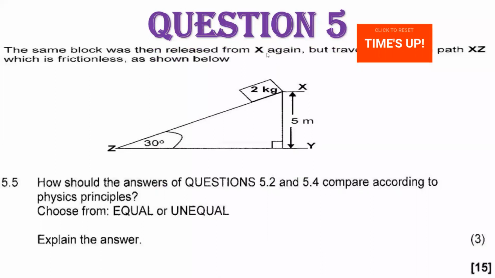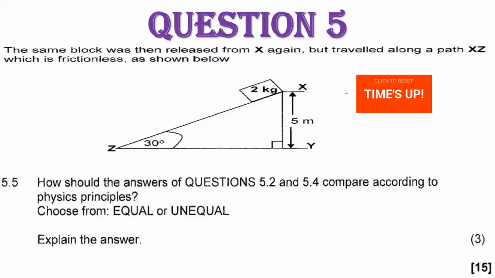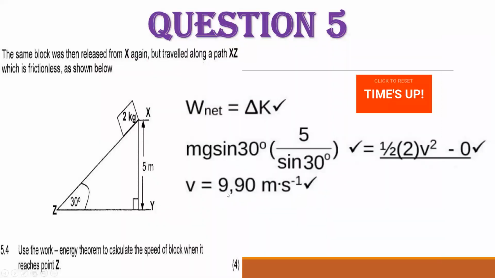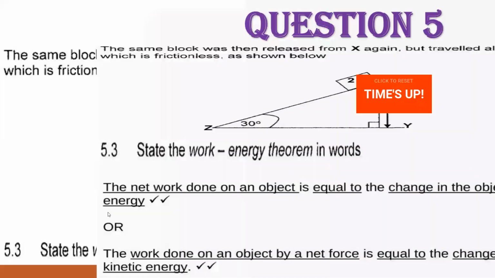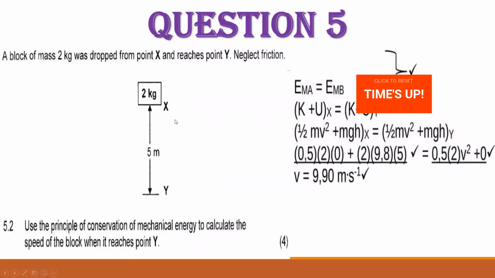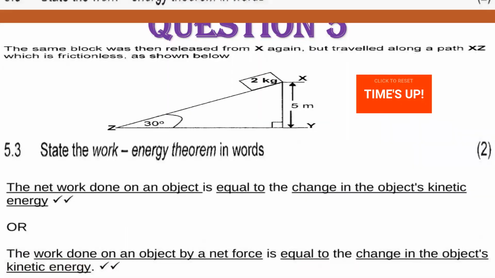Let's check. You are getting the same answer for 5.2 and 5.4. Let's double check. 5.4, as you see, 9.90. Start from X to Z, going down 5 meters, but using the incline system. And then 5.2: from X to Y, straight down, not using the incline system anymore. But why do we get the same final velocity, 9.90? How can we get the same answer?